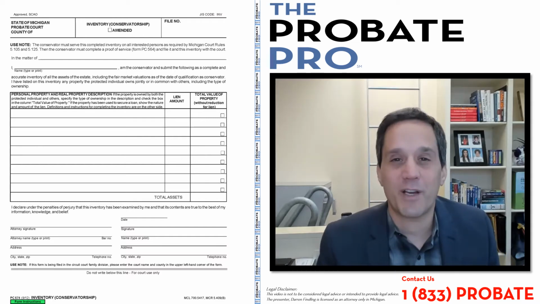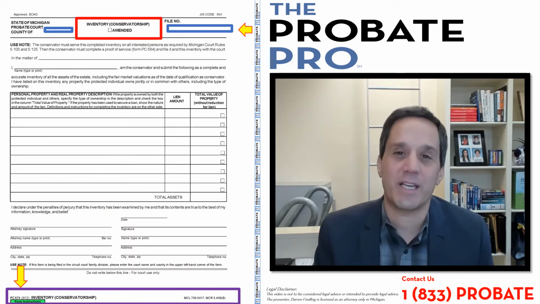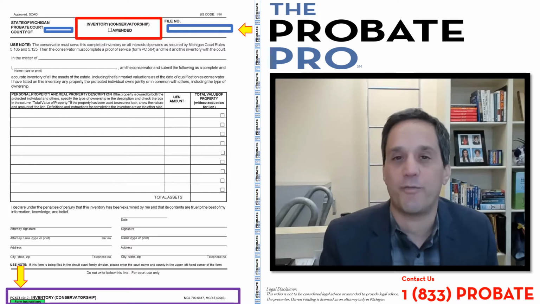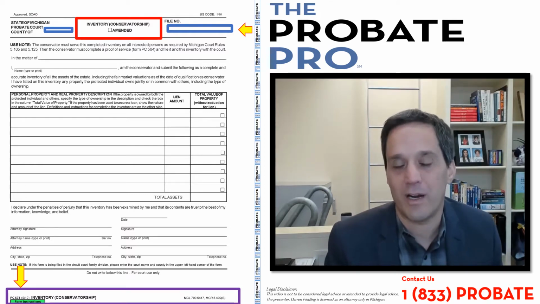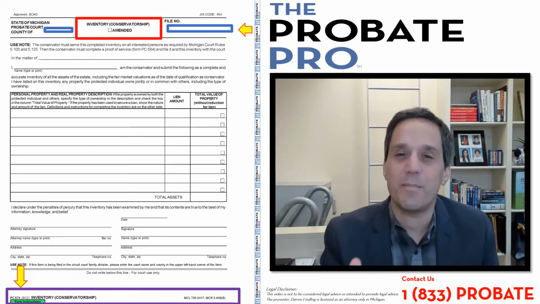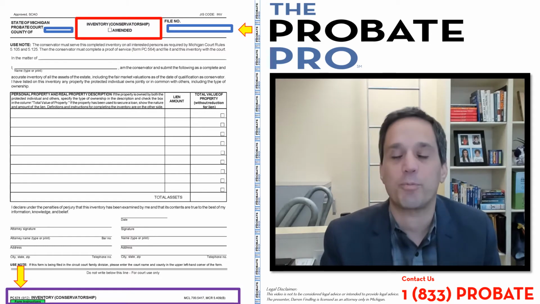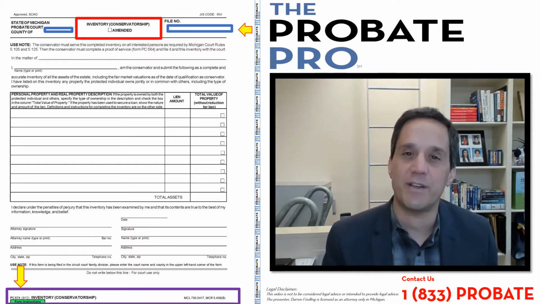The inventory of a conservator. Hi, I'm Darren Findling of the Probate Pro, and we're going to cover SCAO Form PC 674. SCAO, State Court Administrative Order, PC for probate court, and the form is 674.